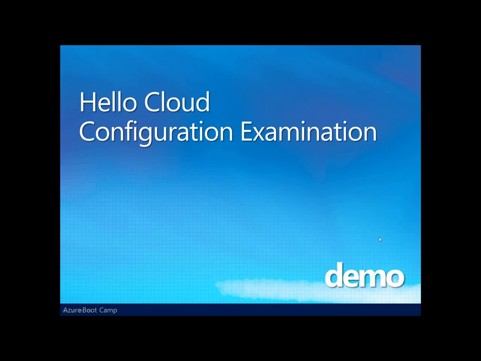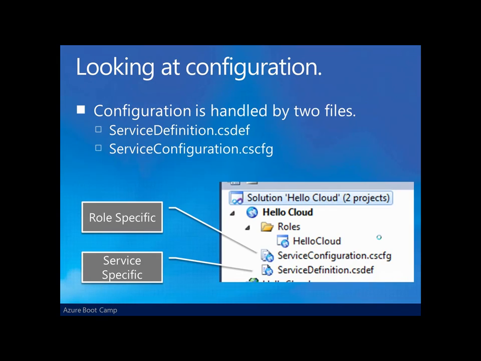Seeing the configuration files for Windows Azure application. Let's look at some more details about that configuration. Again, the configuration is stored in two XML files, service definition.csdef and service configuration.cscfg. What's the difference between what's housed in these two files?